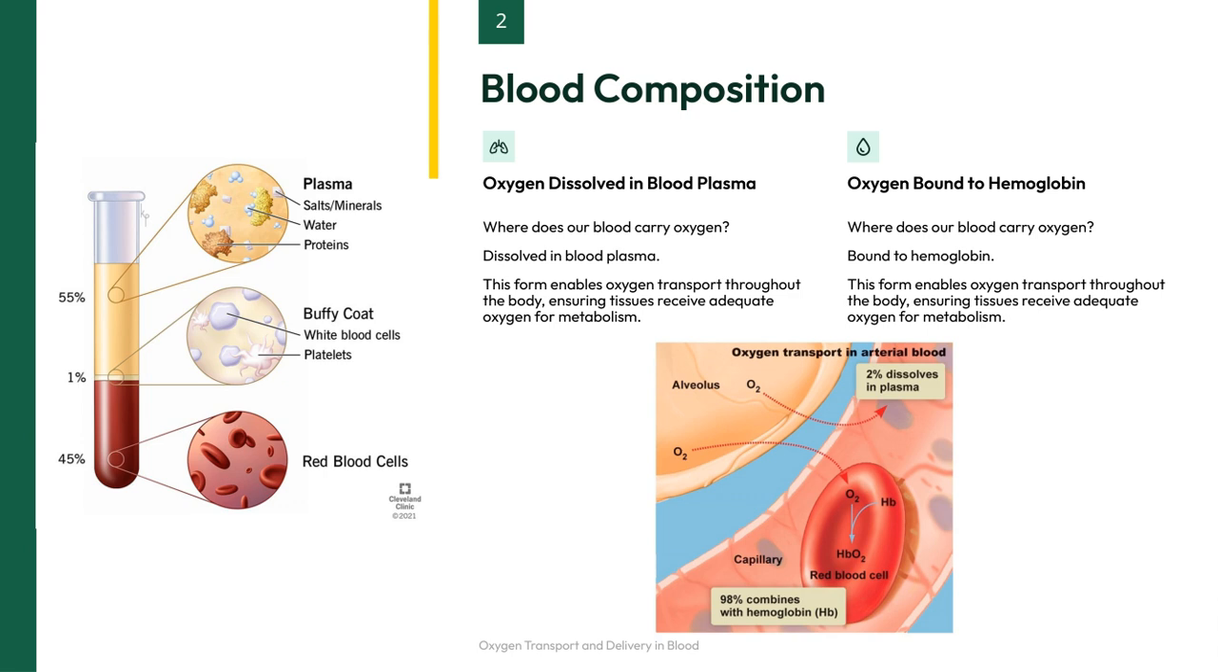The second form is oxygen dissolved directly in the blood plasma. Although only a small amount dissolves this way, it still plays a role in oxygen transport, especially in the lungs where oxygen first enters the blood. Understanding these two forms helps us see how blood ensures tissues get the oxygen they need, supporting overall body function. This process of oxygen transport and delivery is a key part of how our blood works as a whole.